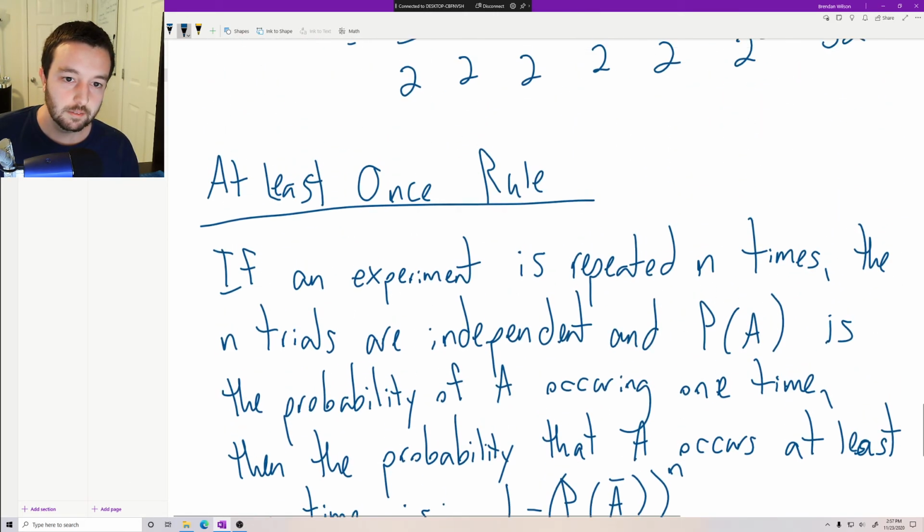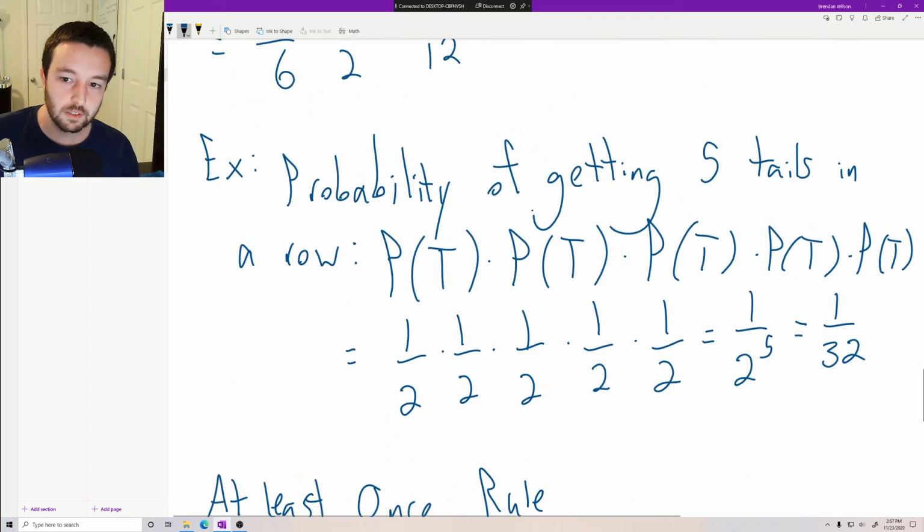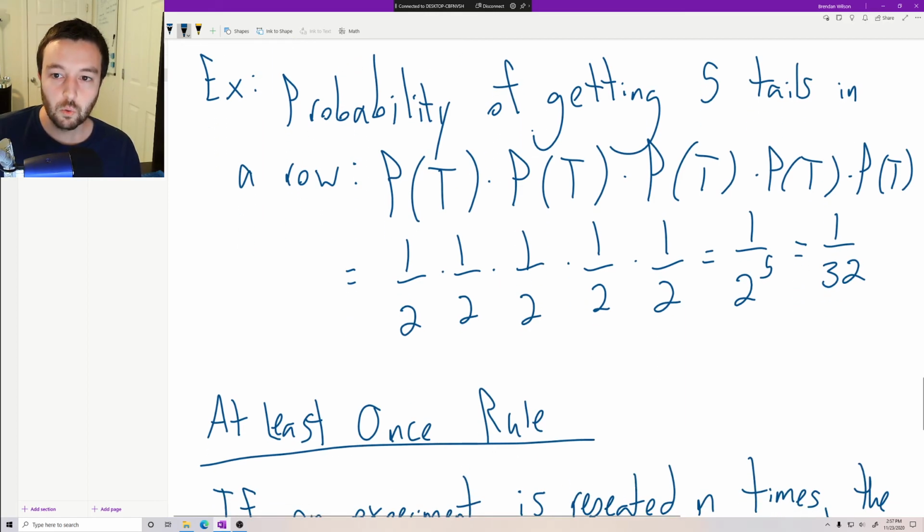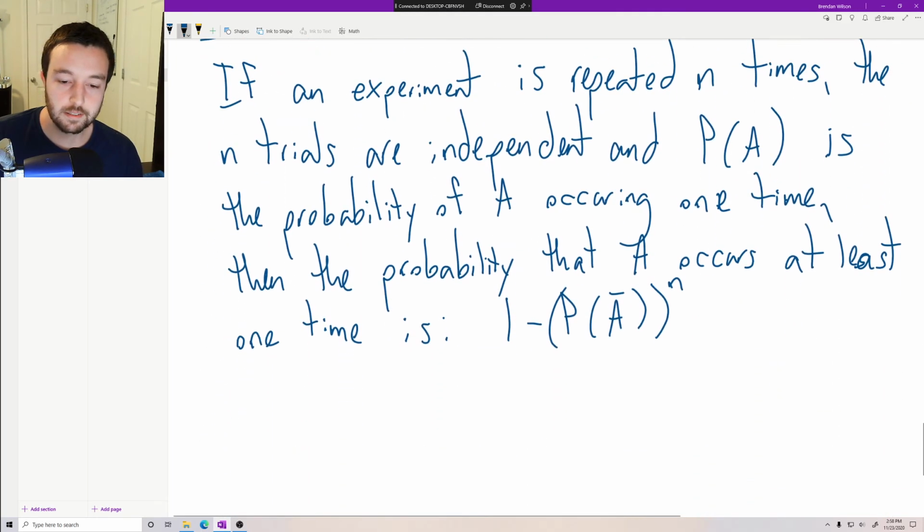So in this problem, we looked at the probability of getting 5 tails in a row. 1 out of 32. Not very good odds. What about the probability of getting at least 1 heads in 5 trials? We saw this is the probability of getting 5 tails every time. What's the probability that we get at least 1 heads in those 5 trials?